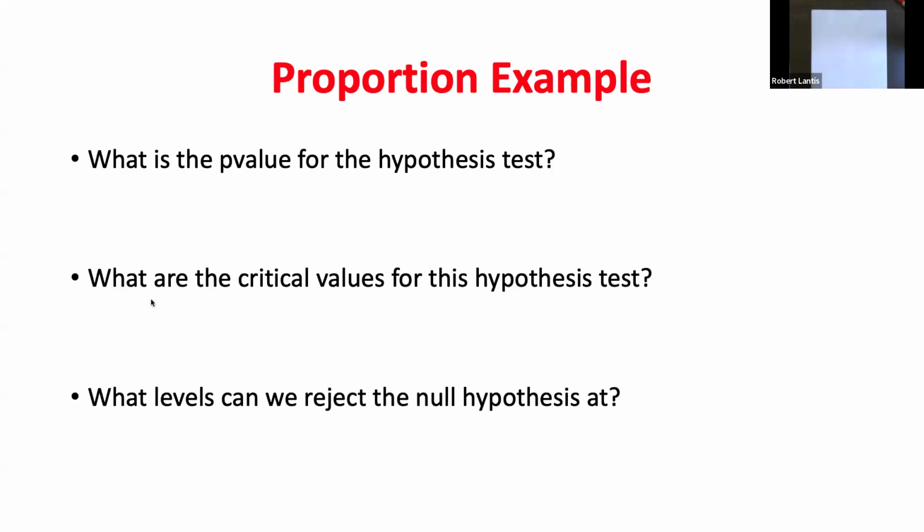So I'm going to complete this whole thing out instead of working through specific alphas. We're going to look at the critical values for every single alpha of our conventional levels. What's the p-value of this test? And what levels can we reject at?